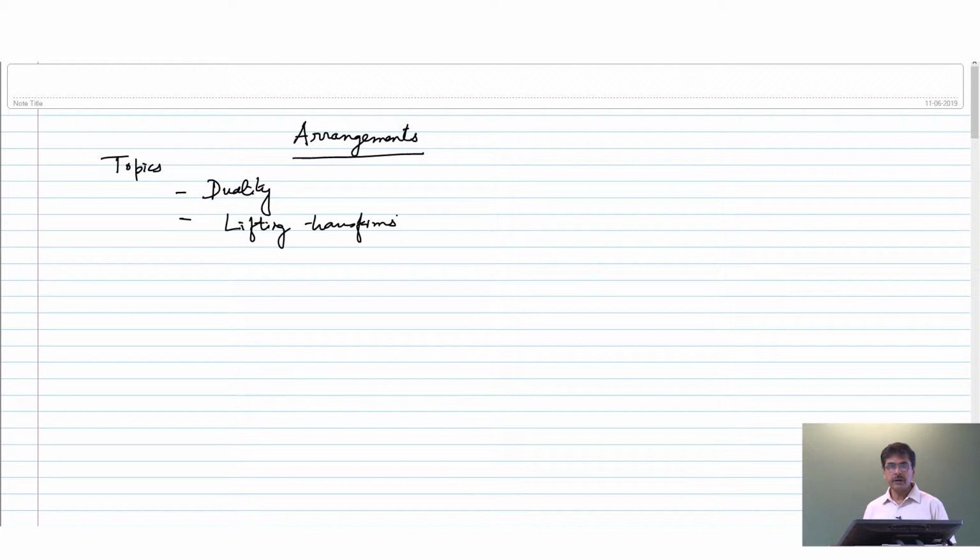duality, okay. Then I will introduce what is called lifting transforms. So, I believe we have gone through already some lectures on Voronoi diagram. So, this may be a familiar term to you, right. Yeah, fine. So, lifting transforms and what I call minimization diagrams. So, all these terms I will explain, and then levels of arrangements.